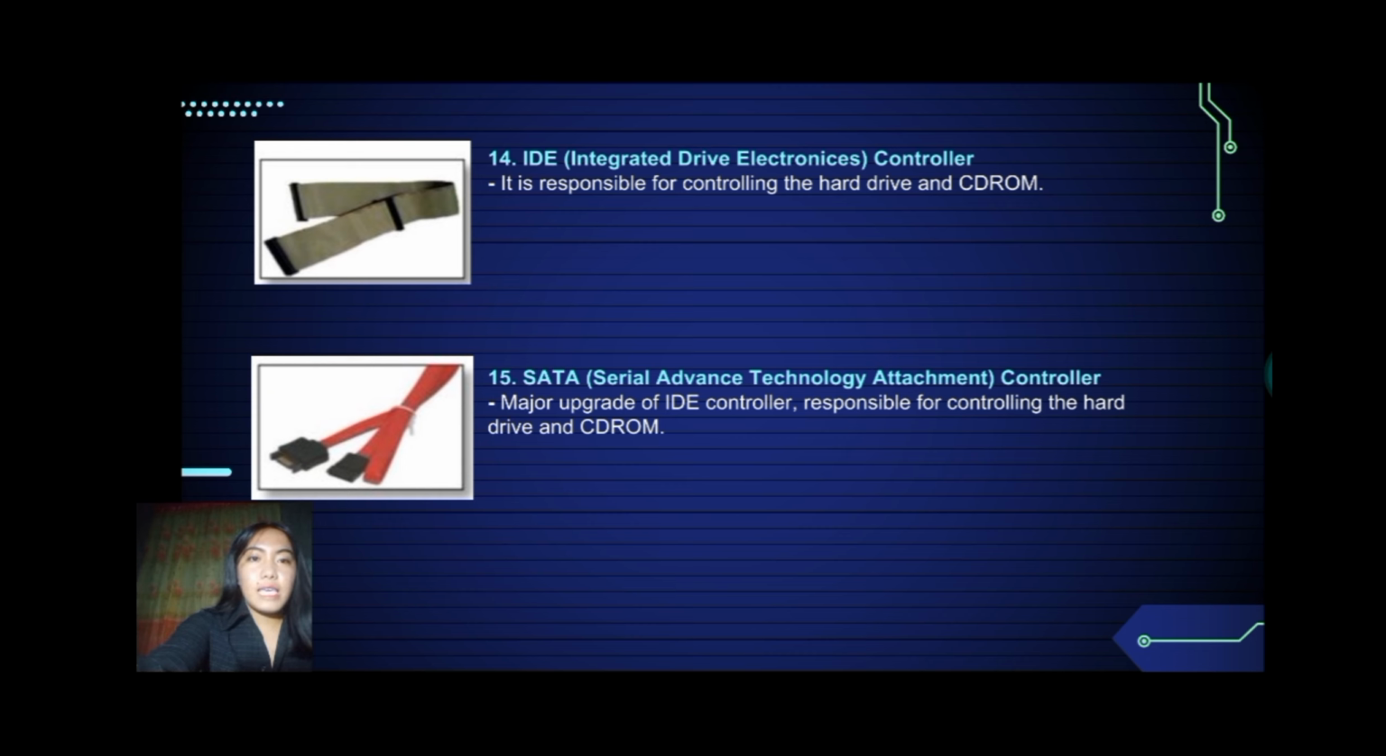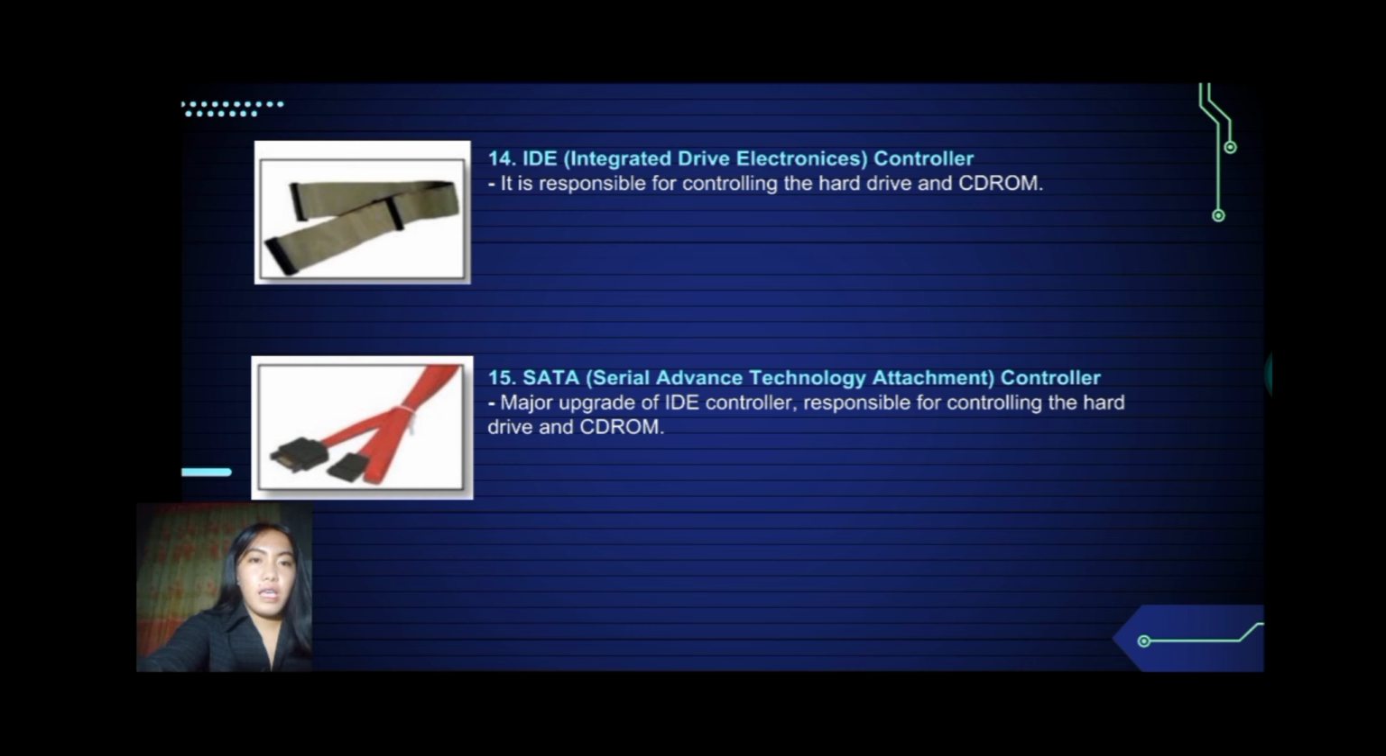14. IDE, Integrated Drive Electronics Controller. The IDE controller, also known as the Integrated Drive Electronics Controller, is responsible for controlling the hard drive and CD-ROM, compact disk read-only memory. In a computer system, it manages the data transfer between the storage devices and the computer's motherboard or system bus.